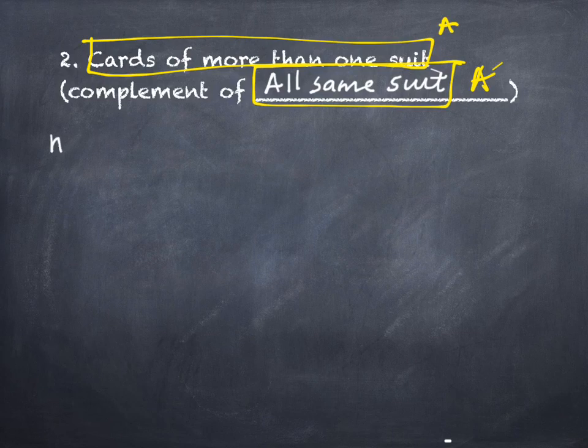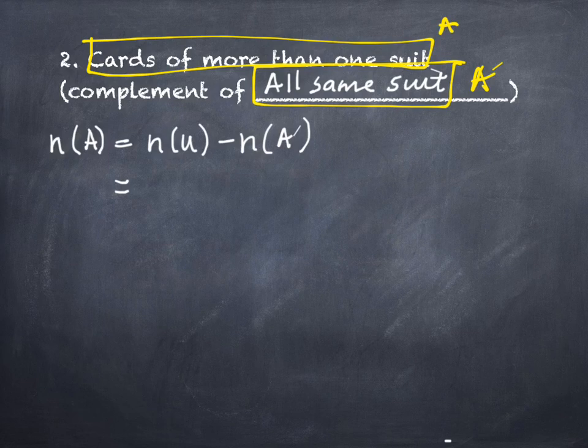I take the number in A. I'm sorry, let me write it right. I take my number in U minus the number in A complement, which is the part that I'm going to be able to calculate pretty straightforward anyway. All right, so the number in U is 2,598,960. That's our new favorite number.